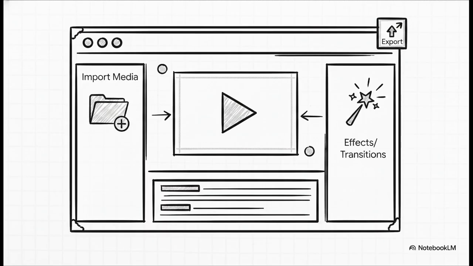Along the bottom, that's the timeline. This is the real heart of the software, where you'll arrange, cut, and edit all your clips together. Over on the right side, you'll find your library packed with all those awesome effects and transitions. And finally, when your masterpiece is totally complete, look up to the top right corner for the Export button. That's how you save your finished video to your computer.